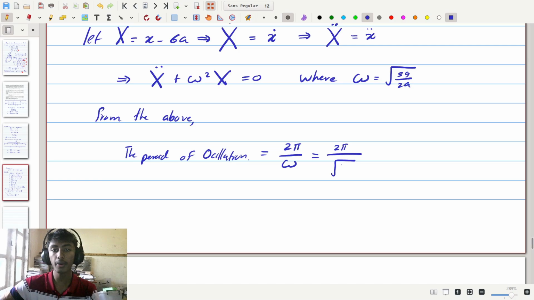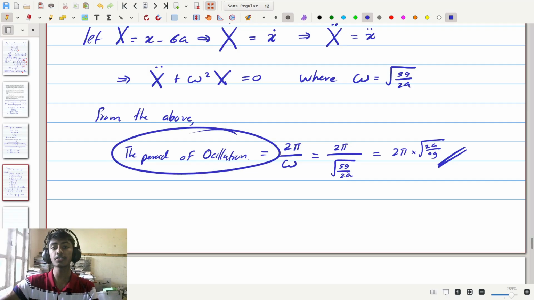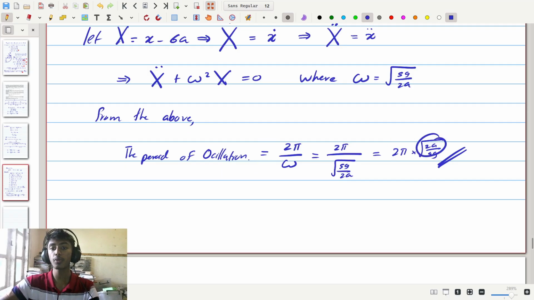divided by the square root of 5g divided by 2a, which is equal to 2 pi times the square root of 2a over 5g, which I'm actually going to leave like that as my final answer. So therefore the period of oscillation here is 2 pi times the square root of 2a over 5g.